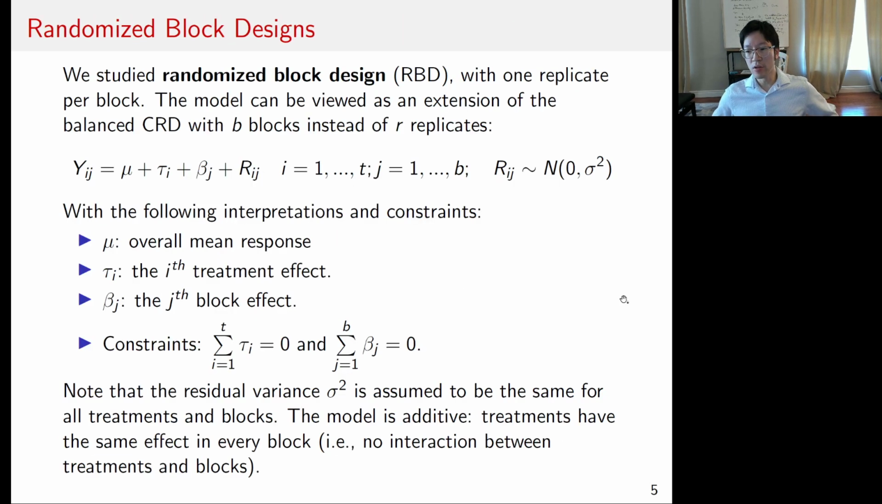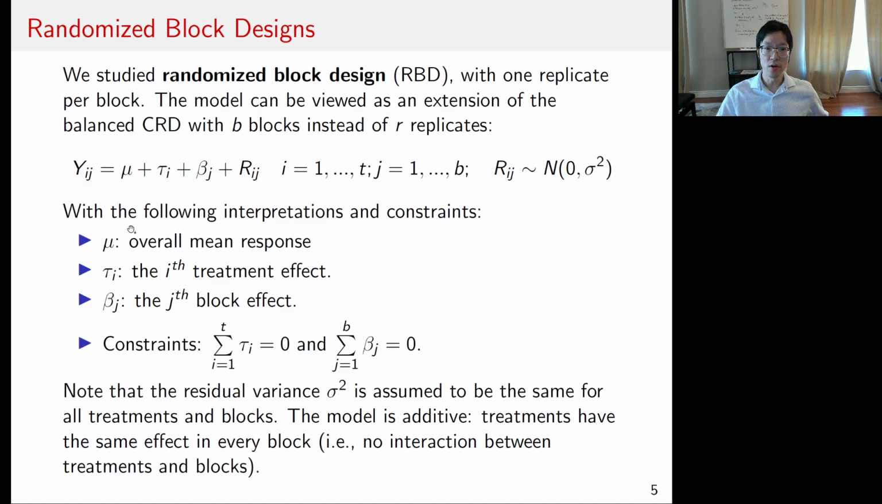Okay, next topic we had was randomized block designs. Remember, we focused on the case where there is just one replicate per block. In other words, there's one unit assigned to each block and treatment combination. So ij is the ith treatment and jth block. Instead of R replicates, we now have B blocks, and therefore we have an associated set of block parameters beta j here.